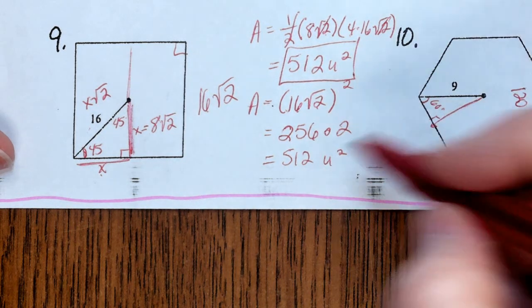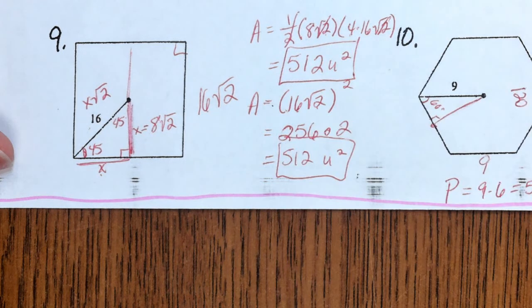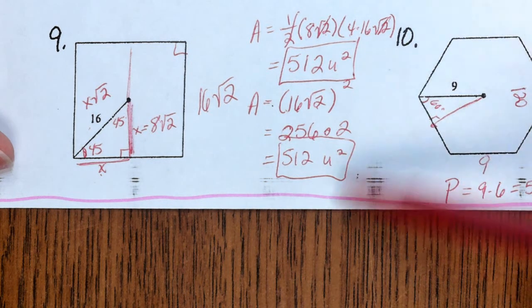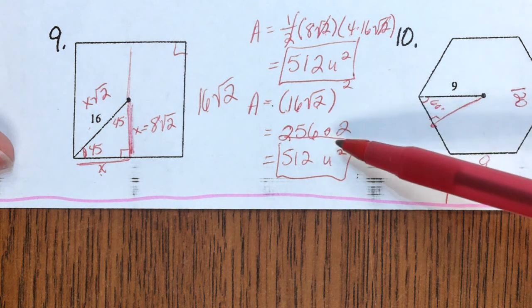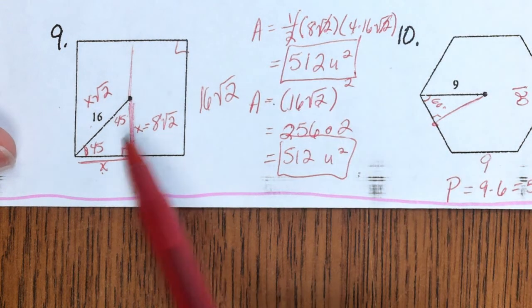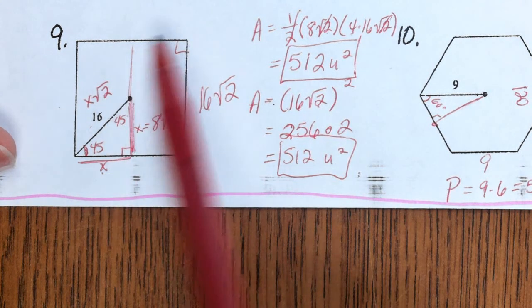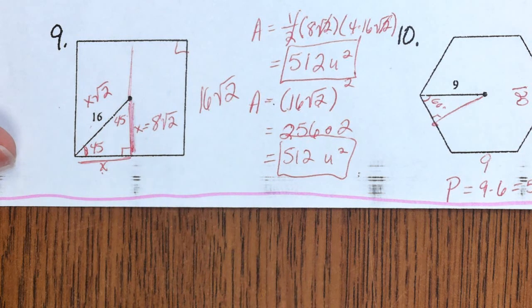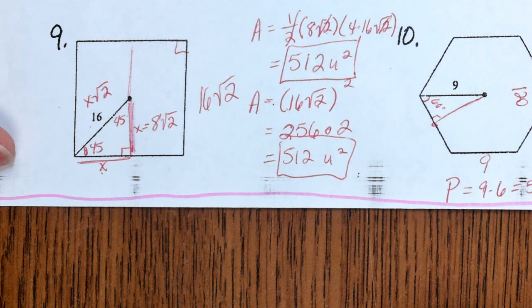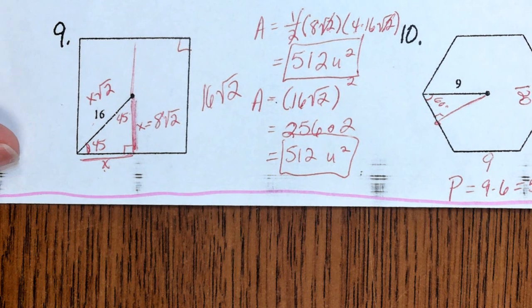I got the same answer. On this particular one, it really didn't make much of a difference which way I did it. This way, the formula was a little simpler. But either way, I couldn't just go straight to the formula. I had to figure out the stuff using the 45, 45, 90. Okay? Alrighty. I'm going to stop there and let y'all work on the rest.